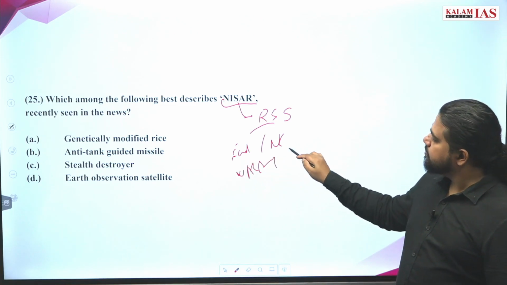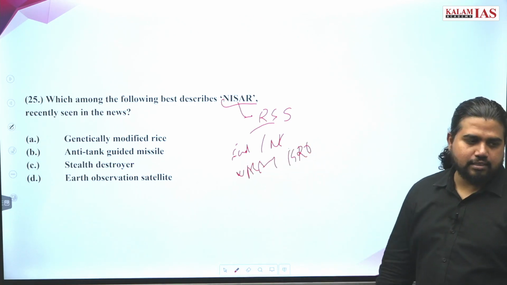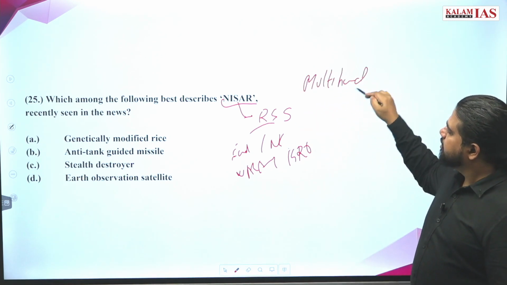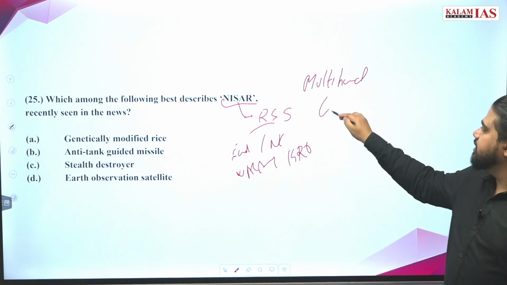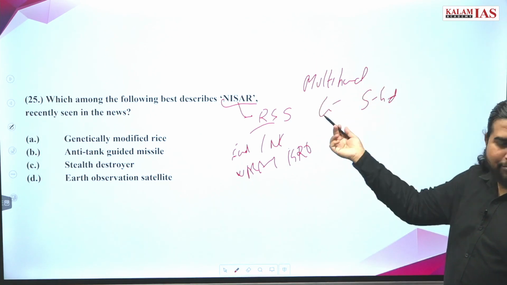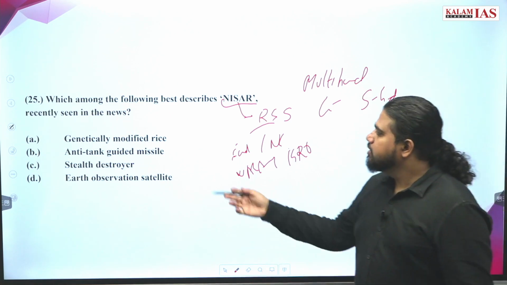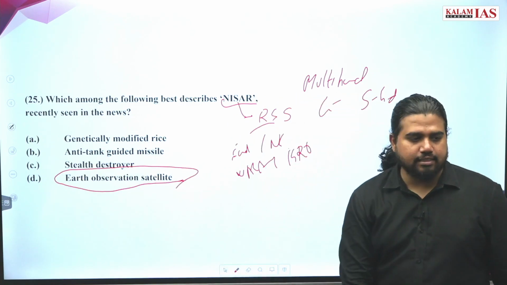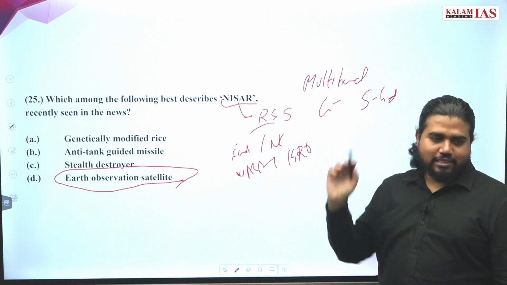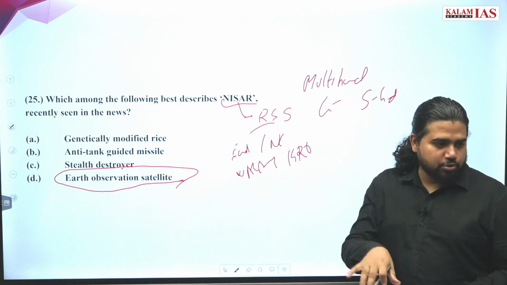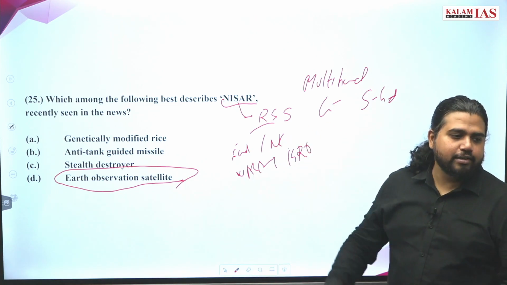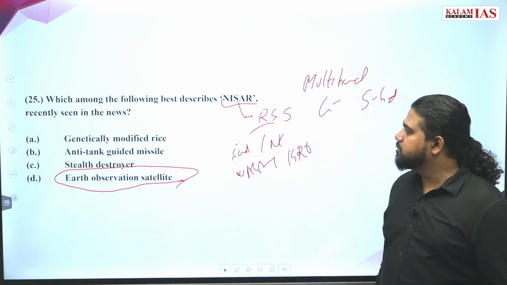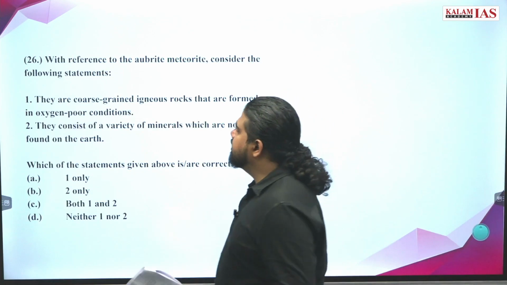What is the specialty of this? It is a multi-band remote sensing satellite. L band as well as S band will be a part of this. What the difference is will be discussed before. So if you can remember this much, what is the answer here? It is an Earth observation satellite. Recently NASA has sent off the satellite after doing all the preparations they have to do. They have sent the satellite to India. Now it will come to India, India will do the modifications, put it in the launch vehicle, and send it into space. Go ahead, answer the 26th question.